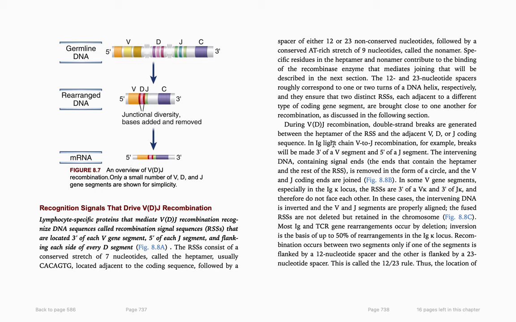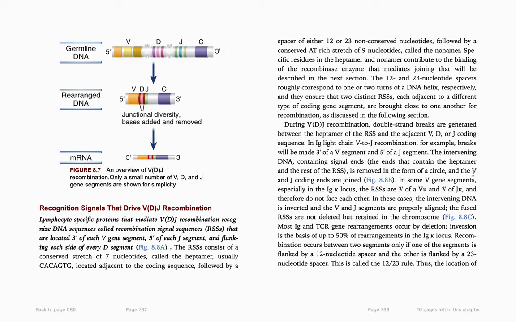During VDJ recombination, double strand breaks are generated between the heptamer of the RSS and the adjacent VDJ coding sequence. In Ig light chain V to J recombination, for example, breaks will be made 3' of the V segment and 5' of the J segment. The intervening DNA containing the signal ends, the ends that contain the heptamer and the rest of the RSS, is removed in the form of a circle, and the V and J coding ends are joined.